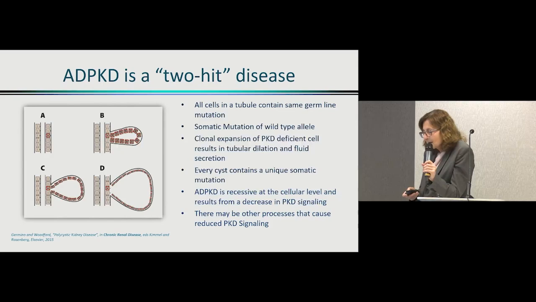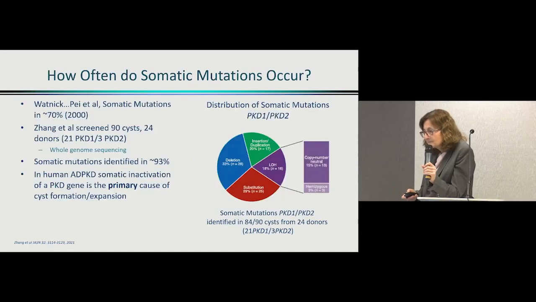Okay, and so I want to say that other people, this is kind of a little bit controversial, although I think the data supports that this is a major mechanism, is that there could be other processes that result in decreased polycystin signaling. I think mutation of the somatic allele is the most common, but it doesn't have to be the only one. So anything that lowers polycystin function could result in a cyst.